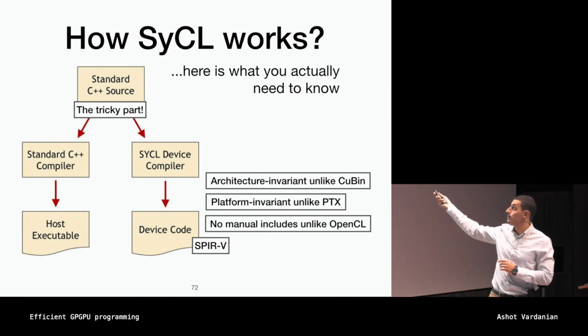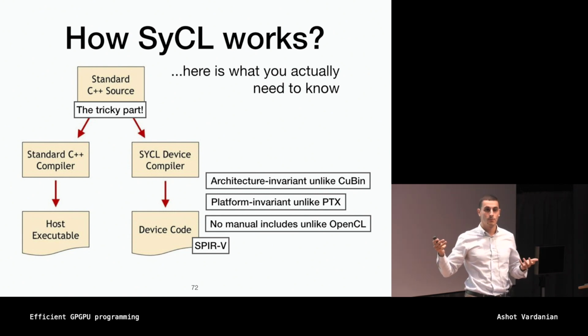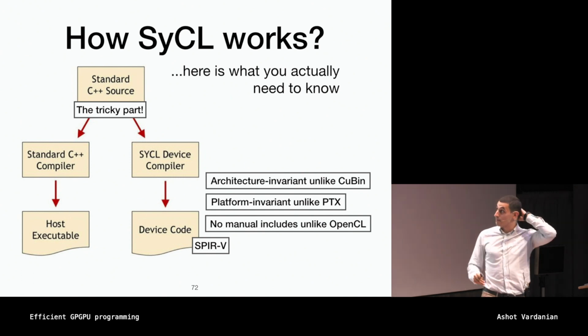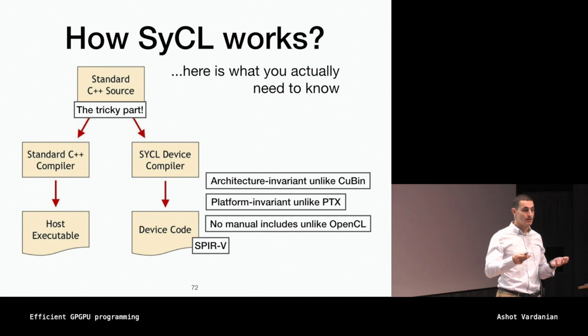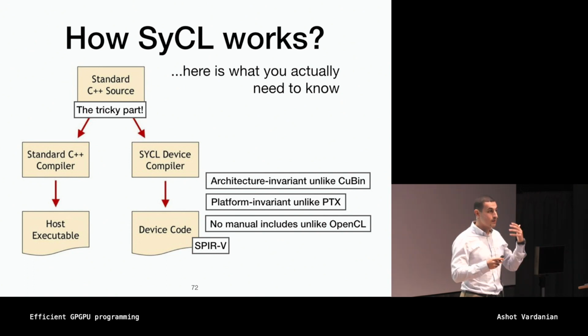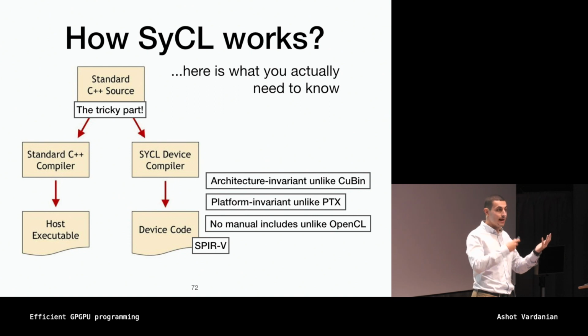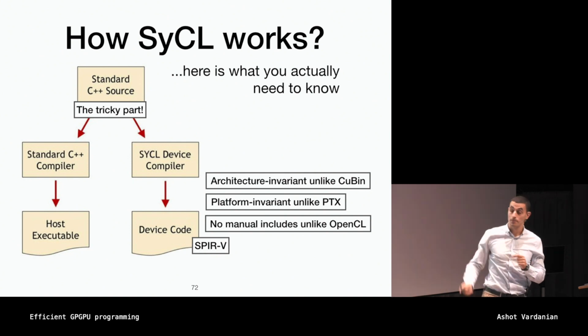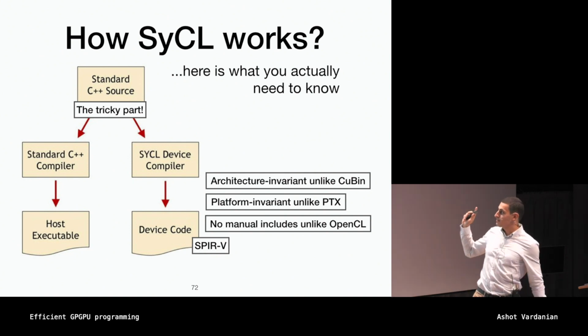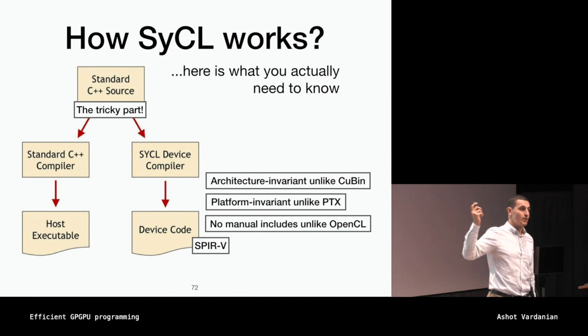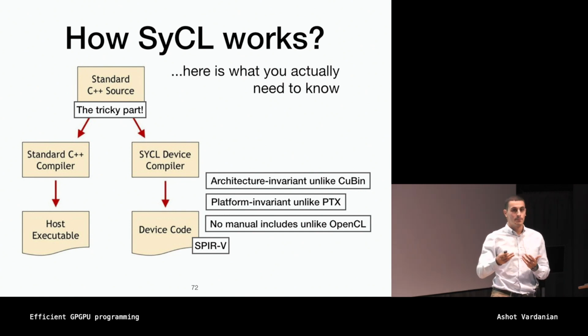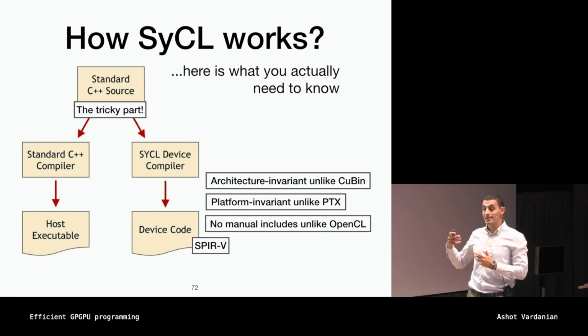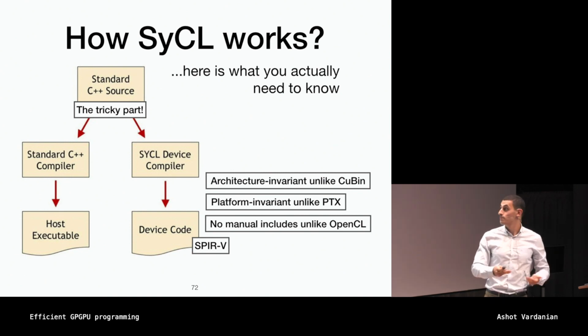So cubin is the extension of executables that you run generally on NVIDIA GPUs with CUDA. But the problem with cubin is that it's architecture dependent. So if you have a Volta GPU in your server and a Pascal GPU in your server, both made by NVIDIA but two different generations, you will need two different cubin files. But NVIDIA has the PTX format as well, which is an intermediate representation format. Though PTX is only limited to NVIDIA.